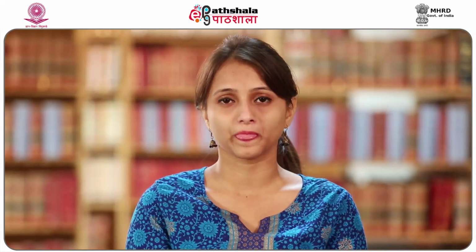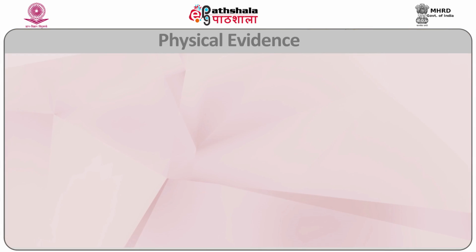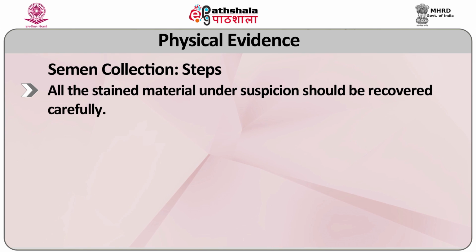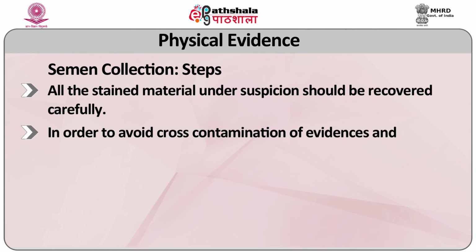The stains may be found on the body of the victim, clothings, rags, beddings and multitudes of sources as well. So, let us focus on few steps involved in the collection of semen stains from the crime scene. All the stained material under suspicion should be recovered carefully in order to avoid cross-contamination of evidences and to prevent their loss.